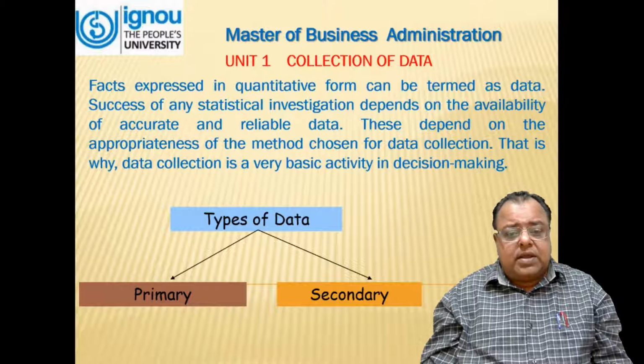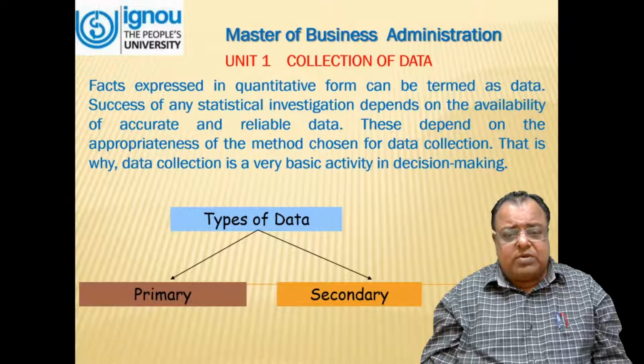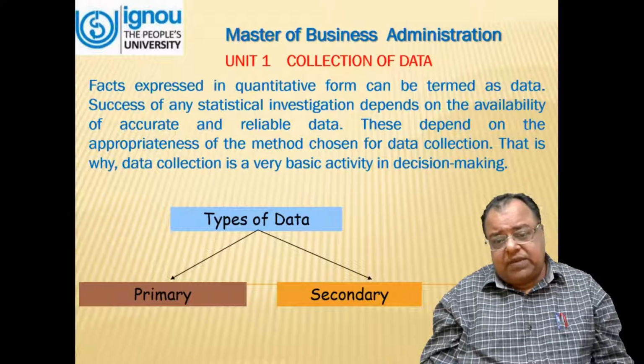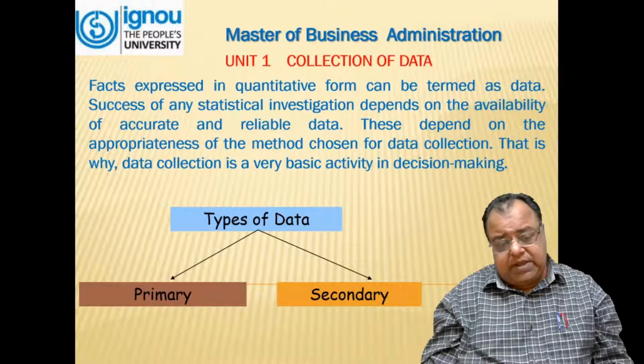Unit 1 comprises collection of data for the MBA program. Facts expressed, which we will discuss today, can be termed as data, which is related to data collection and investigation. This depends on the availability of accurate and reliable data. These depend on the appropriateness of the method chosen for data collection. That is why data collection is a very basic activity in decision making.